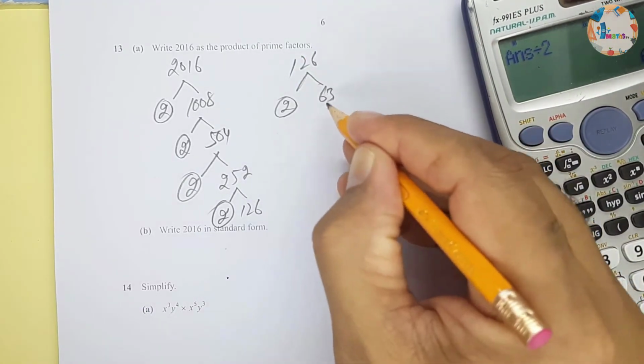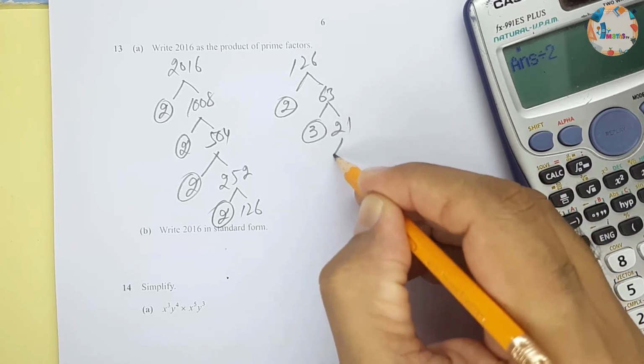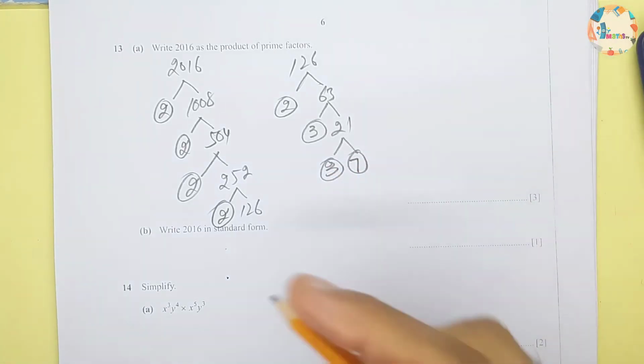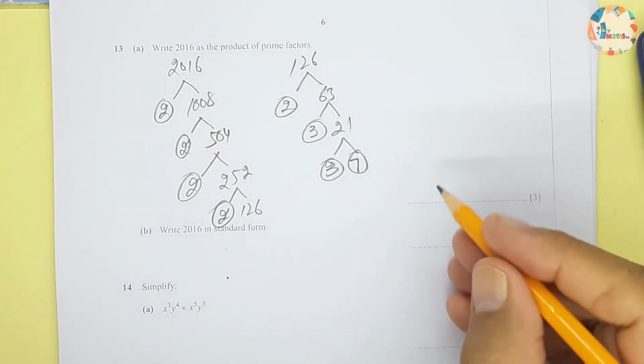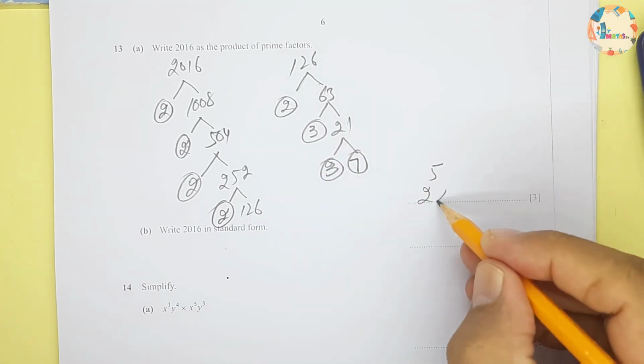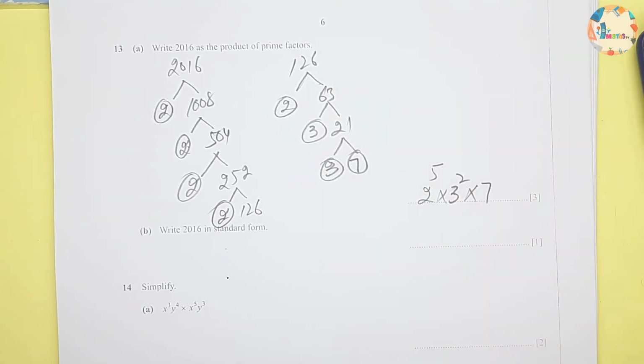Now 63 is divisible by 3, and this will be 21, and 21 again is divisible by 3. Now 1 2 3 4 5 times 2, so it will be 2 raised to power 5, and 3 raised to power 2, into 7, so these will be the prime factors.